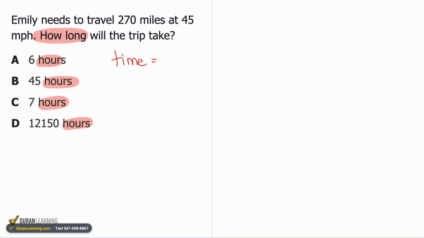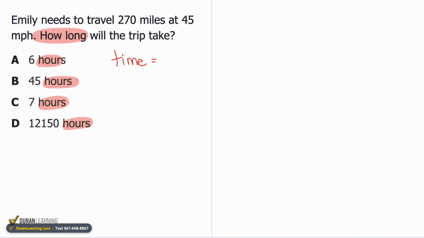And now I have to understand what I have. That's the best way to go about solving word problems. What do I want? What do I have? What's the connection? So here's the information I have. We're talking about our friend Emily who needs to travel this many miles. The number doesn't matter until you know what it means. This many miles at 45 mph, miles per hour.